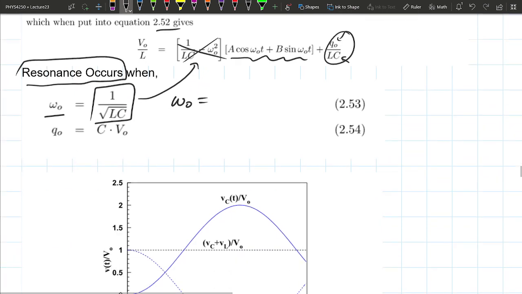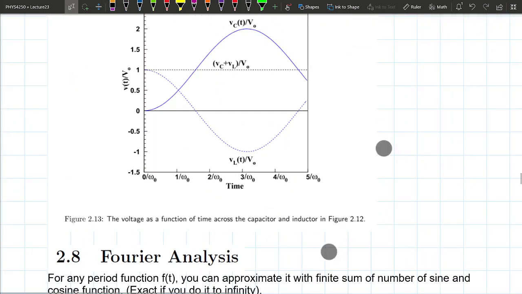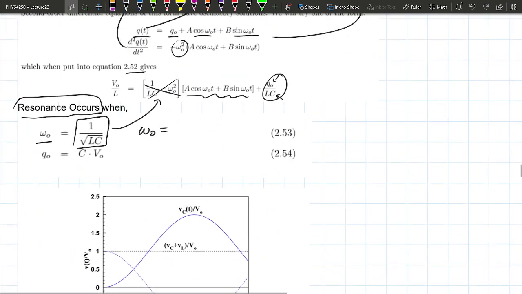Okay. So that's our resonance. And this is where the combination of inductors and capacitors is the most useful. What's really happening is that the charge is being stored at the capacitor. And then when the charge is at the capacitor, that charge flows through the inductor, and it stores magnetic energy.